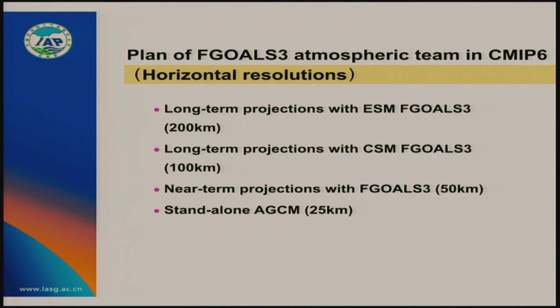Okay, this is a plan for our coupled model. We'll try to make a long-term projection with our Earth system model, FGOALS, at 2 degree, and a long-term projection with the climate system model version at 1 degree resolution, and a near-term projection with a coupled model at about half degree, and we run stand-alone AGCM with a quarter degree for CMIP6.